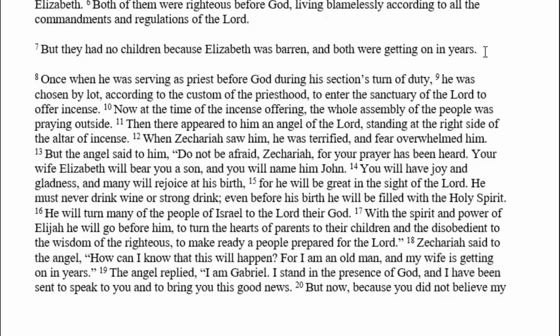Having barren, having nothing to consume, no offspring, nothing like that at that point. But you see that, so there's a teaching nested that is an analogous teaching in the background. But they had no children because Elizabeth was barren and both were getting on in years. This is me or you or any of us. Beginning of the story, barren, starting out pure.